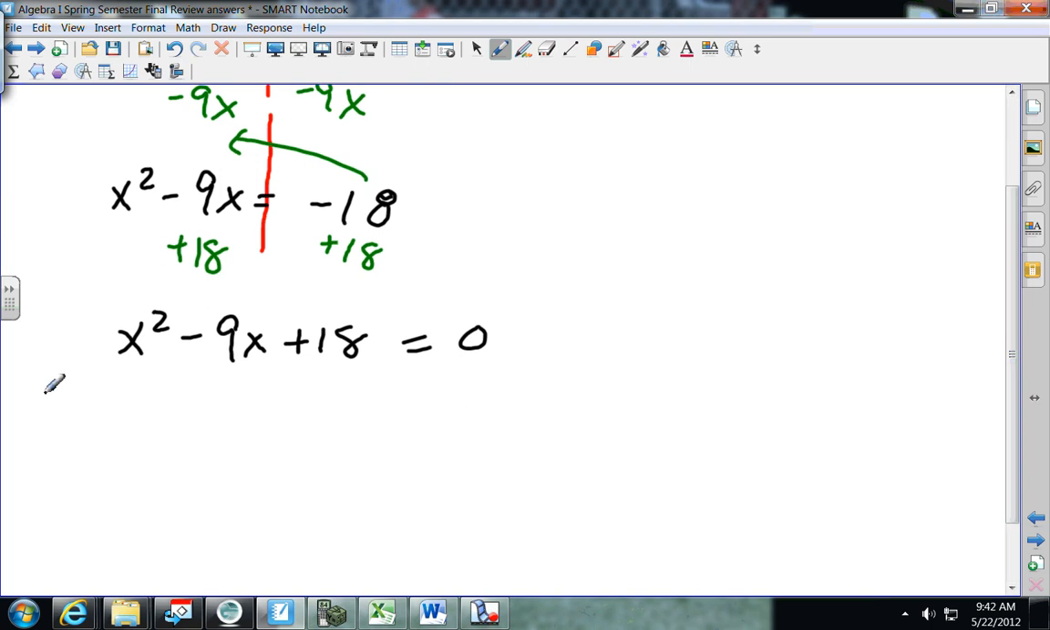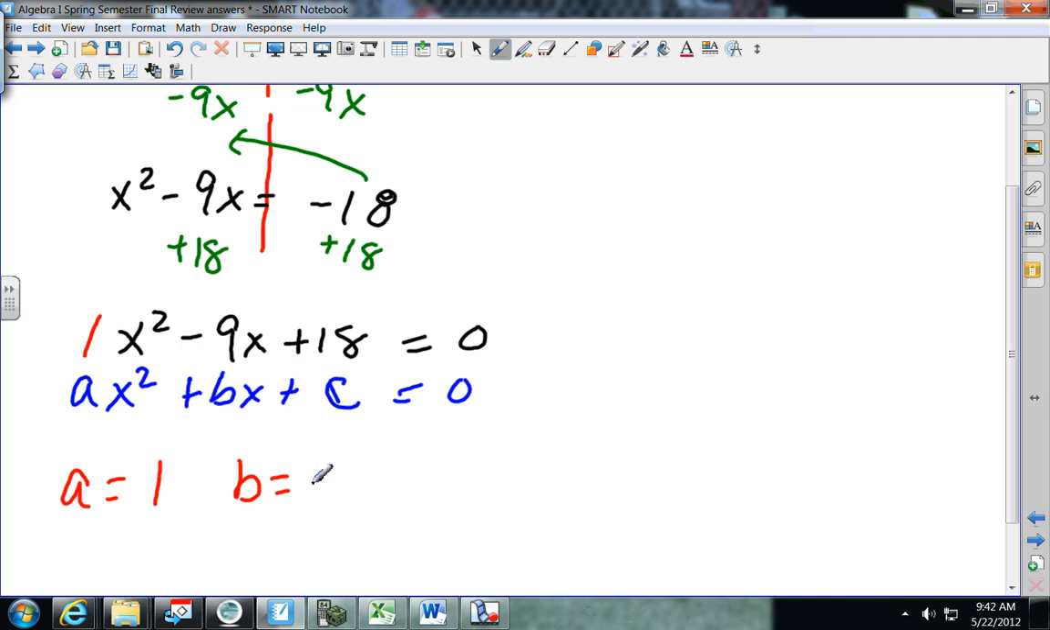Now I said that standard form was ax squared plus bx plus c equals 0. Well, a is the number in front of x squared. If there's not a number, there's a 1. A is 1, b is -9, and c is 18. Okay, the next one.